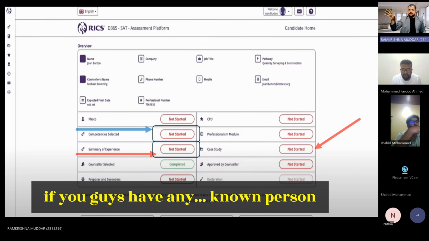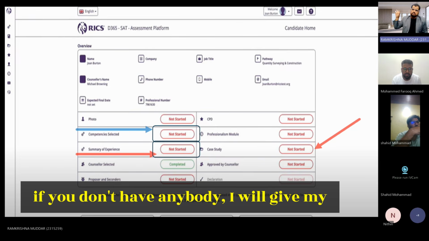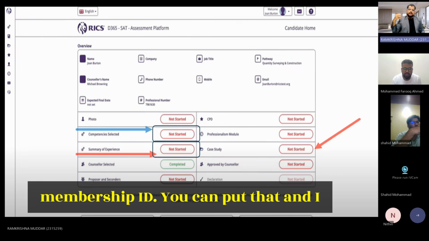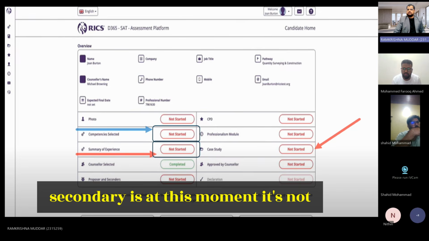If you have any known person who is an MRICS, you can put his name, or if you don't have anybody, I will give my membership ID. You can put that, and I will be your counselor till you receive your MRICS. Okay, guys. Approver and seconder is not required at this moment.